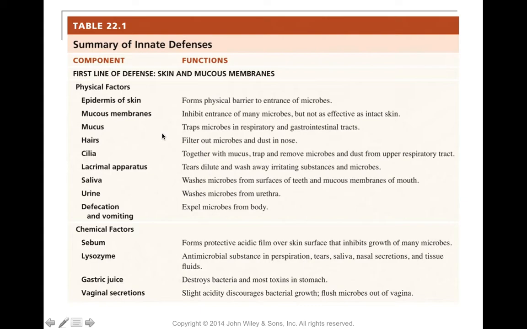Additionally, we have the lacrimal apparatus, which is our tear ducts. Tears are going to serve to dilute and wash away irritating substances and microbes. They also have little enzymes in there that can help degrade things. So we're going to have a little bit of chemical factors in there. Saliva is going to serve to help wash microbes away from the surface of our teeth. Also the mucous membranes of our mouth. Urine is going to hopefully help wash microbes from our urethra, help avoid a urinary tract infection. And the purpose of defecation and vomiting is also to help expel microbes from the body as well.